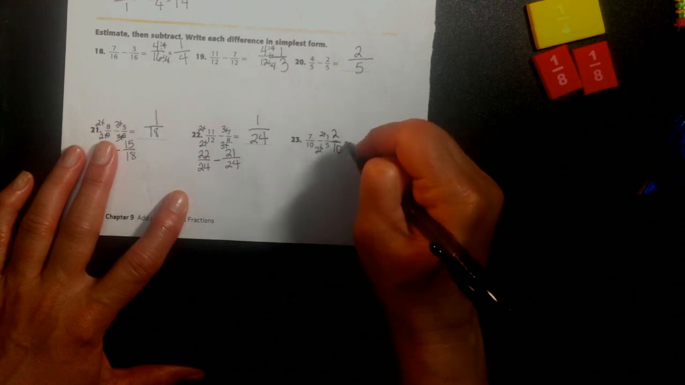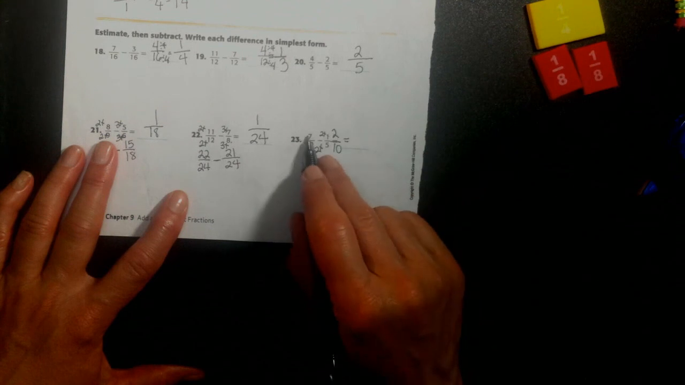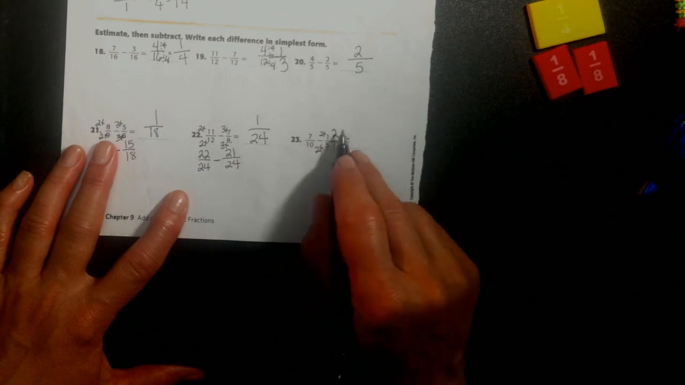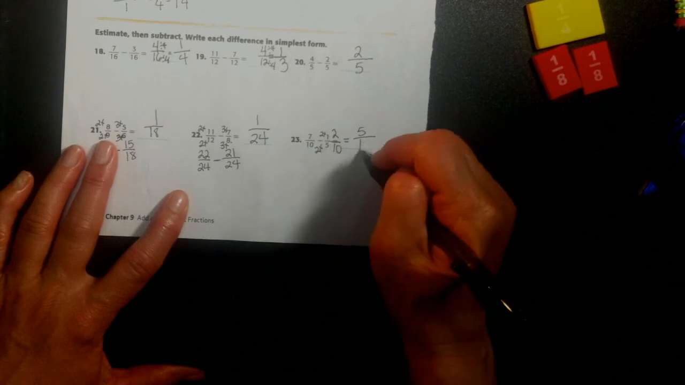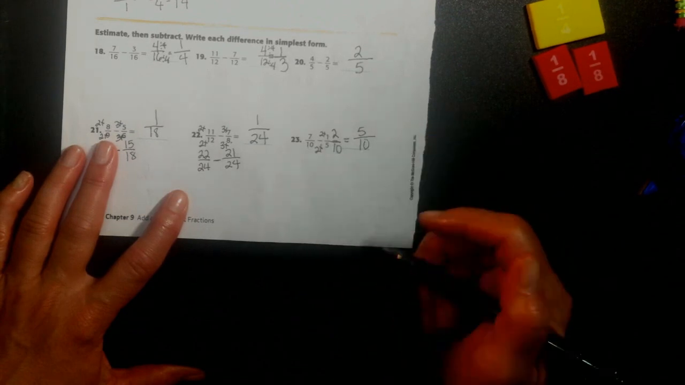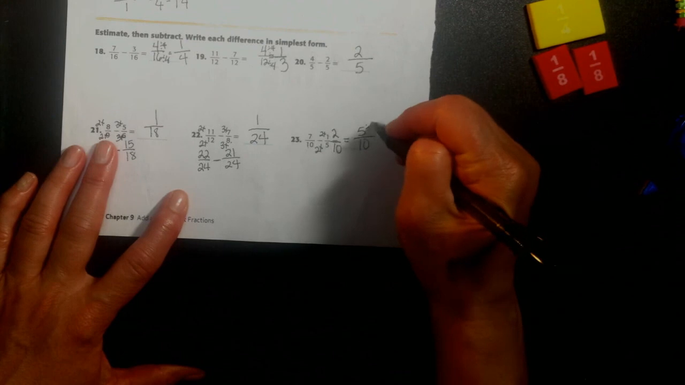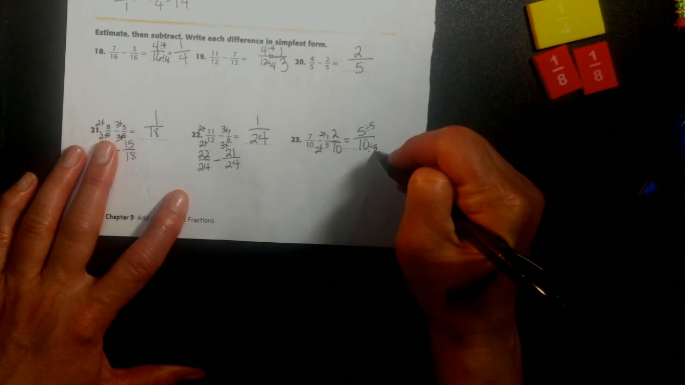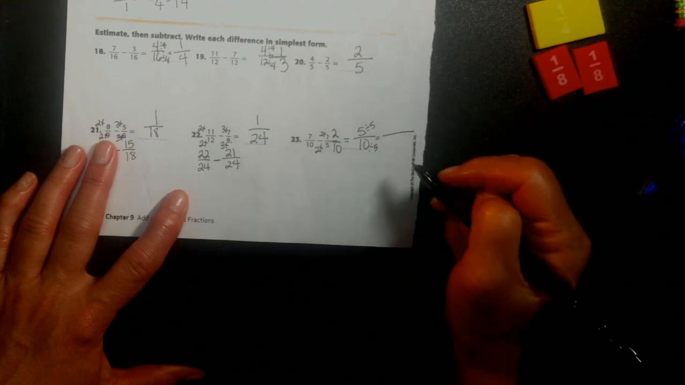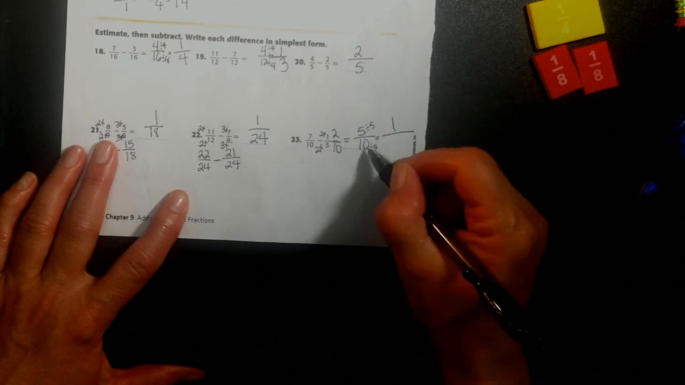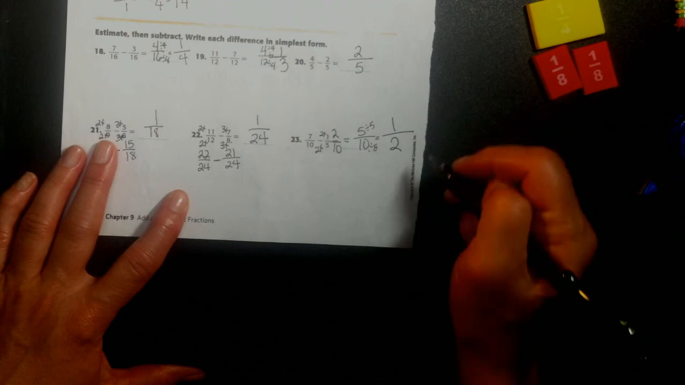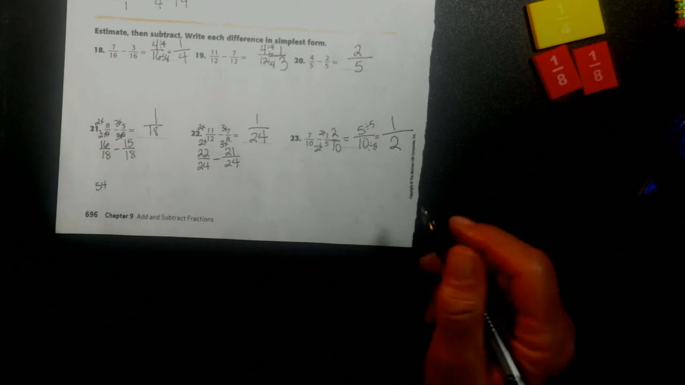So I'm going to put another equal sign. 7 take away 2 is 5. 10, 10, 10. I have 5 tenths. Hopefully you could see that both of these numbers are divisible by 5, so I'm going to write it in simpler terms. 5 divided by 5 is 1. 10 divided by 5 is 2. Final answer is 1/2.